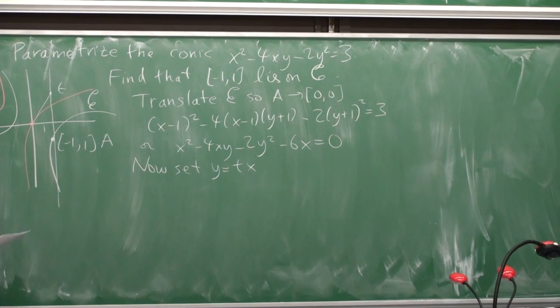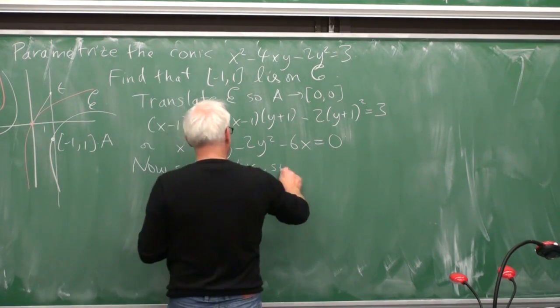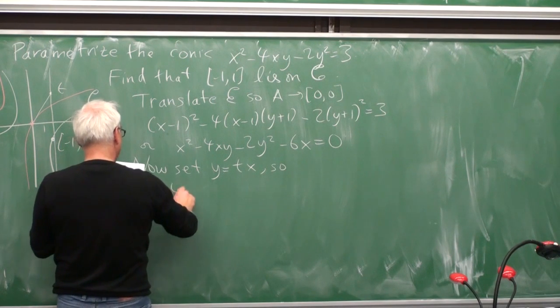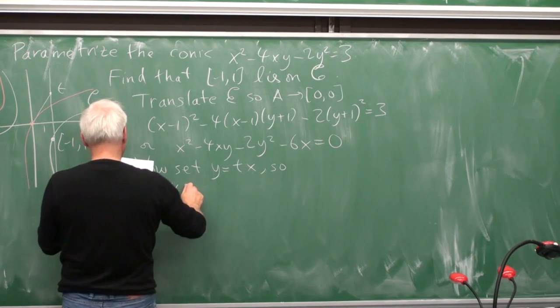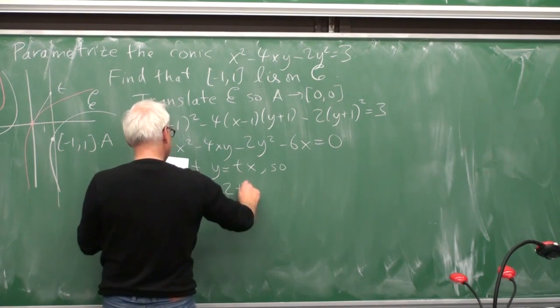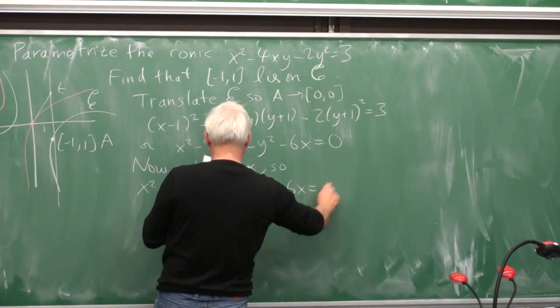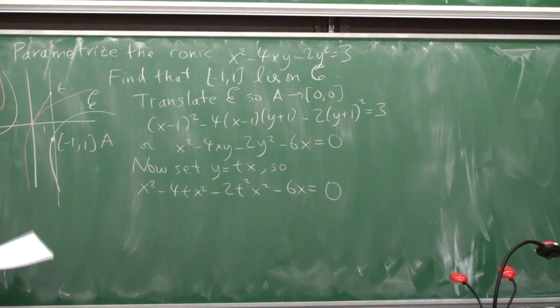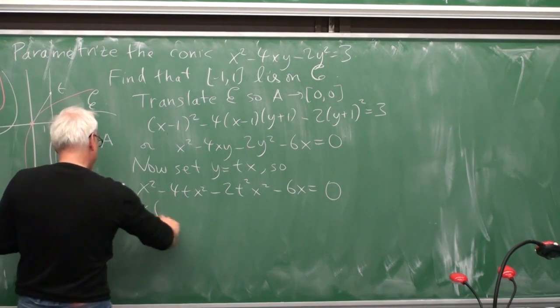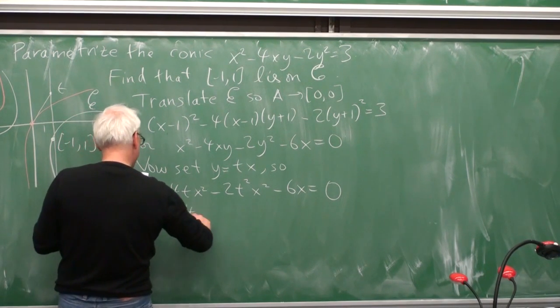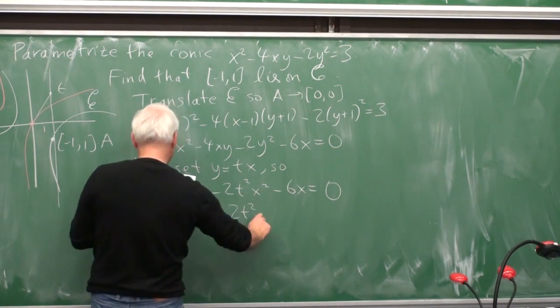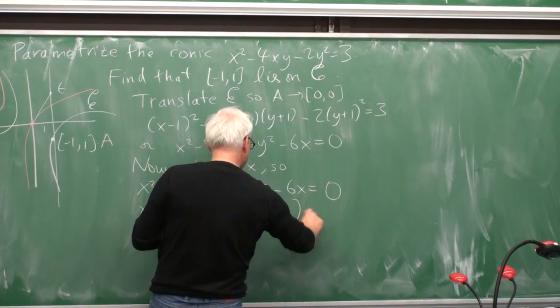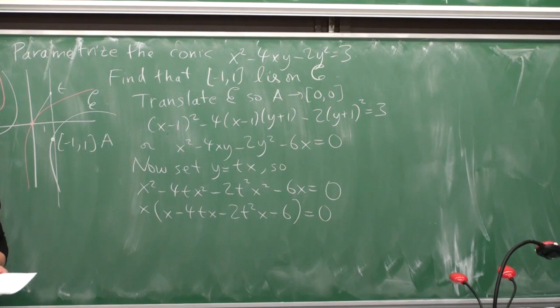All right, we set y equals tx and we substitute in. So we get x squared minus 4, plug in y equals tx, so (tx) squared minus 2t squared x squared minus 6x equals 0. There is a common factor of x, which we'll pull out, and we get x times (1 minus 4t minus 2t squared) x minus 6 equals 0. And this x equals 0 corresponds to the point that we already know, which is on this conic.